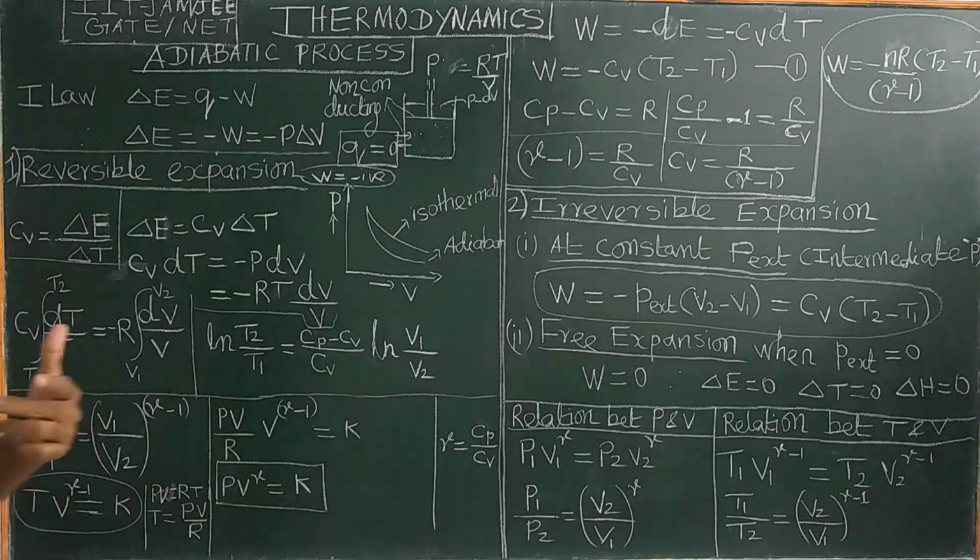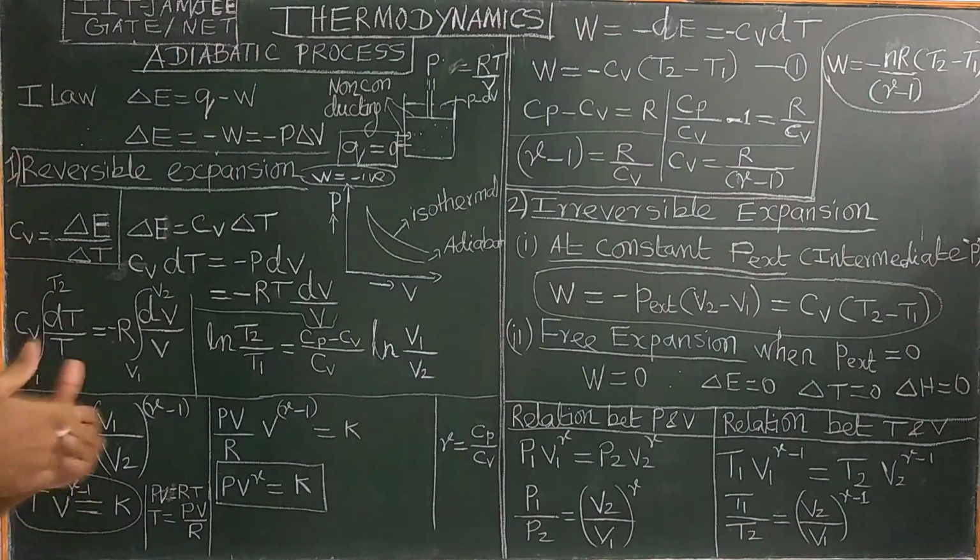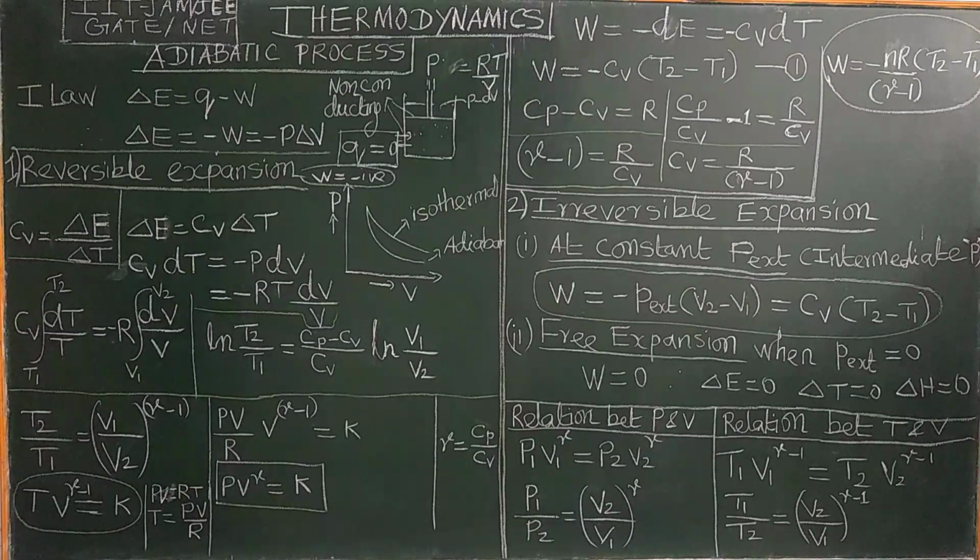Whereas in adiabatic expansion, the temperature decreases, whereas in adiabatic compression, it increases. They will ask such questions. They are not in the formula. You cannot use the formula to answer such questions, so you need to understand basically.